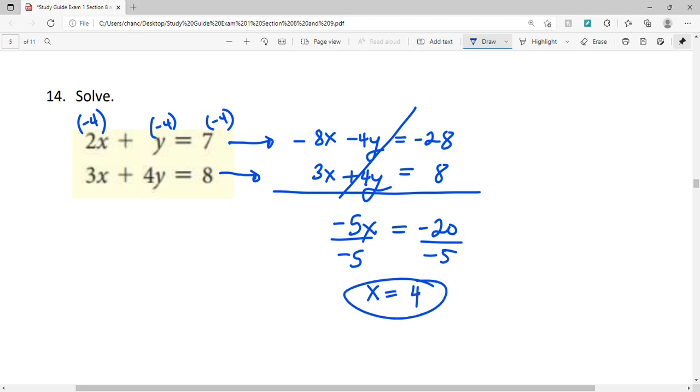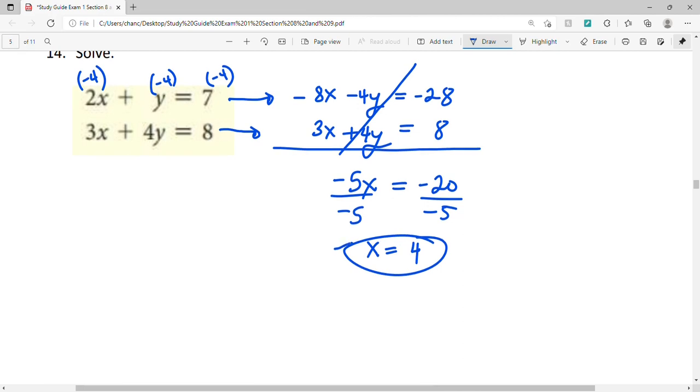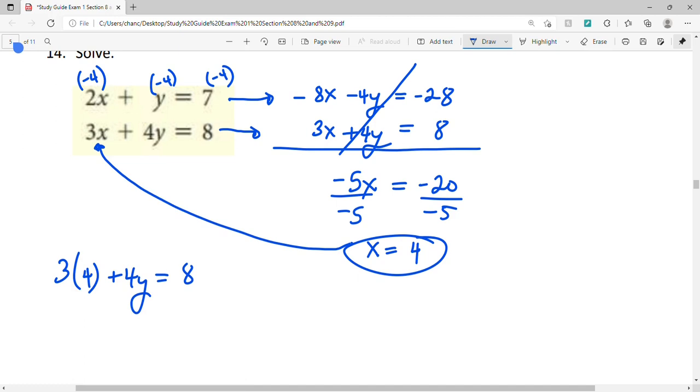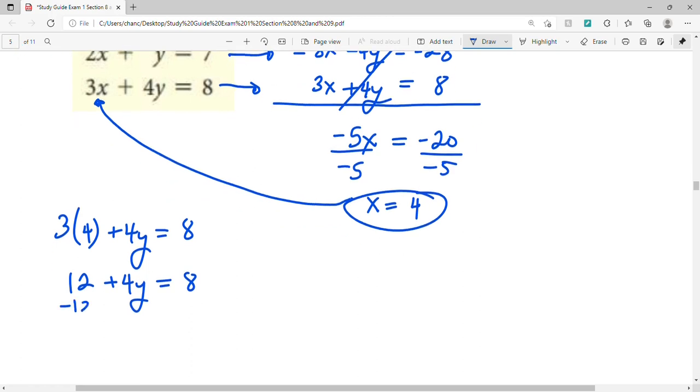This is one side of the solution. To find the other, we'll plug this into our original equation. So we have 3 times 4 plus 4y equals 8. 3 times 4, that's 12, plus 4y equals 8. I could subtract 12 from both sides now.